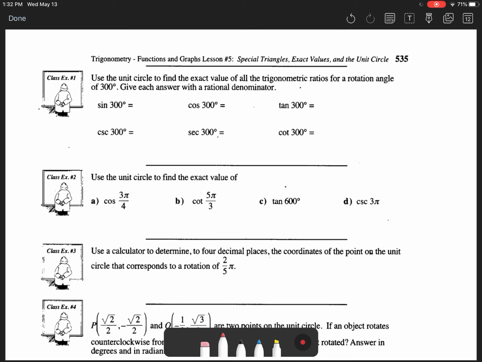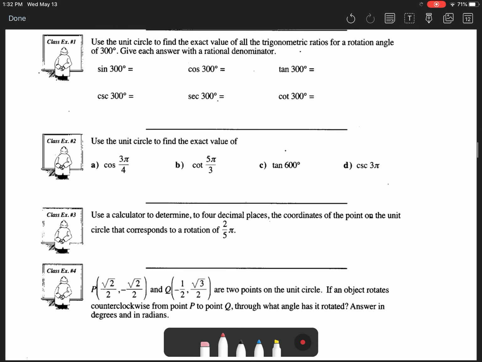So let's get into some questions where we're using our calculators and see what they're actually asking us for here. As it states here, it says use the unit circle. So whether you remember it or you have to refer to it on the page just across from you, find the exact value of the trig ratios for a rotation angle of 300 degrees. Give each answer with a rational denominator. So again, that's important. I'll draw out what's happening here so you can understand what we're actually calculating. So they want a rotation angle of 300 degrees.